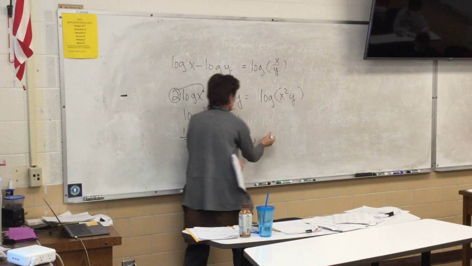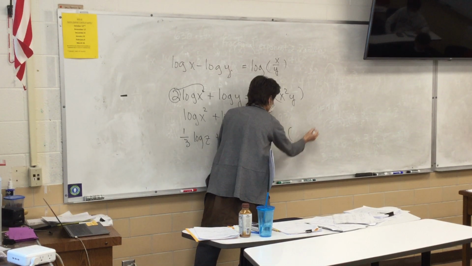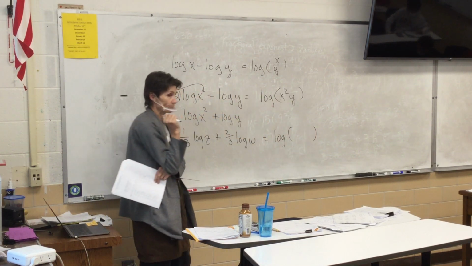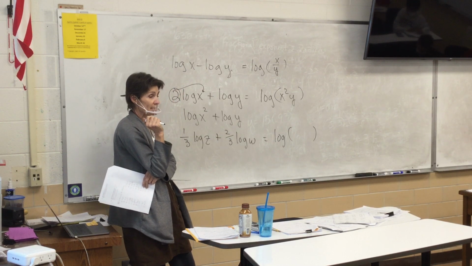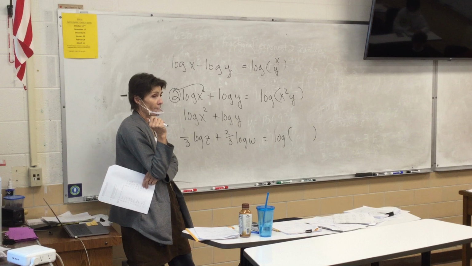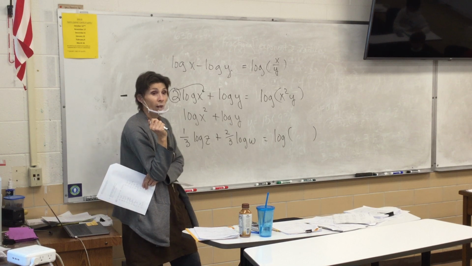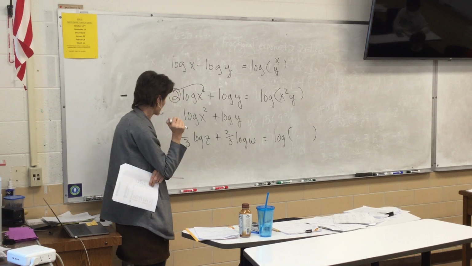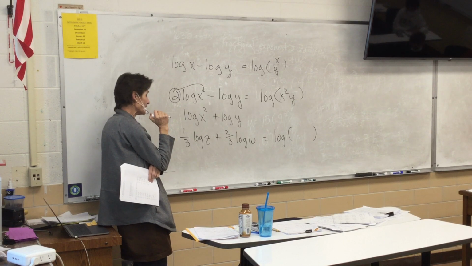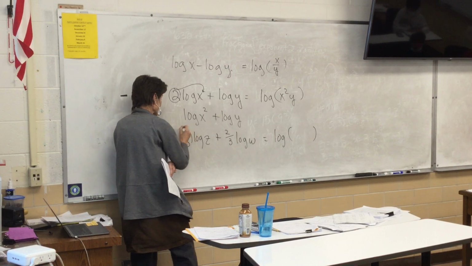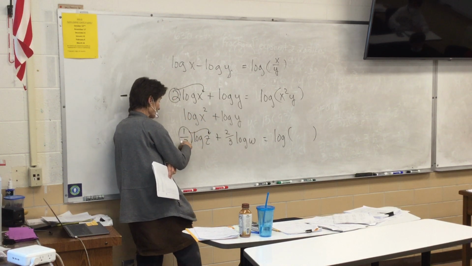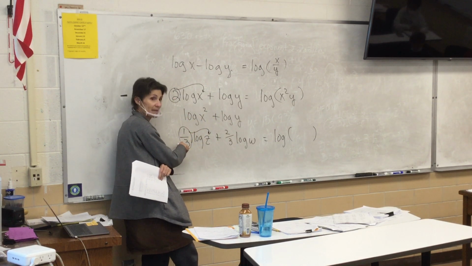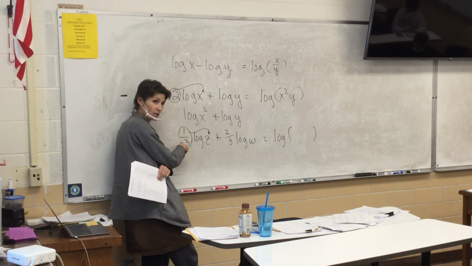Again, your goal, one logarithm. So you have to figure out what's going to go in that parentheses. Any ideas? Z to the negative third. What? Z to the negative third. Well, it wouldn't be z to the negative third. It would be z to the 1/3. Whatever this is, is the exponent. Okay, don't be changing it.